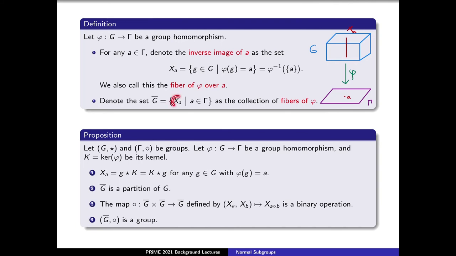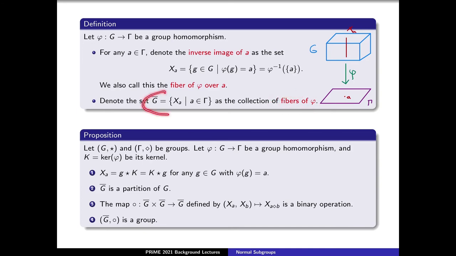But as we look at all the X of a's, we're going to have a bunch of other fibers. And if we take their union, that's going to give us back G. And so these fibers are going to partition the group G. And so we denote by G bar the set consisting of all the X of a's, where now a ranges through the elements in gamma. And this can also be interpreted through the language of equivalence relations. And just as a comment here, G bar is defined as the fibers of phi.